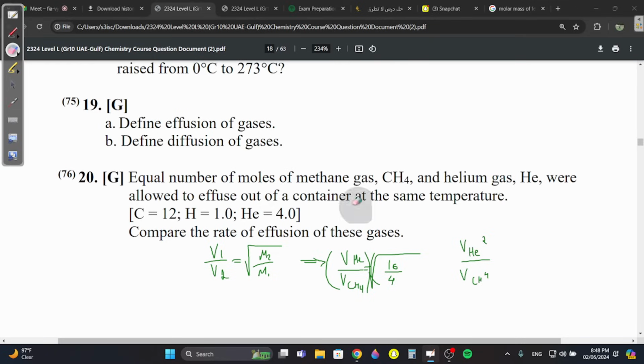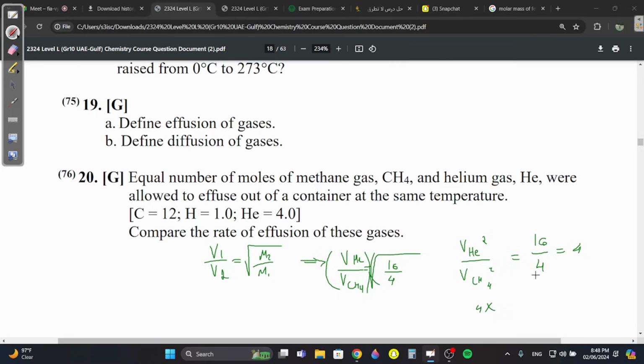Whoa, what am I writing? CH4 squared. Okay, equals 16 over 4, which equals 4. So 4 times velocity. Then you can square root both sides. Well, let's continue solving.